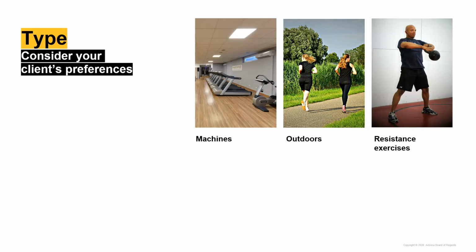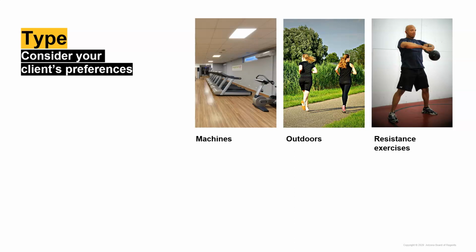You can select traditional cardio equipment like the treadmill, elliptical, bike, or whatever you have access to. You can prescribe outdoor activity like walking, jogging, cycling, jumping rope, or again, whatever you have access to. You can prescribe body weight or resistance training exercises like burpees, squat jumps, kettlebell swings, or whatever you have access to. You should consider your client's likes and dislikes when selecting the exercise type.